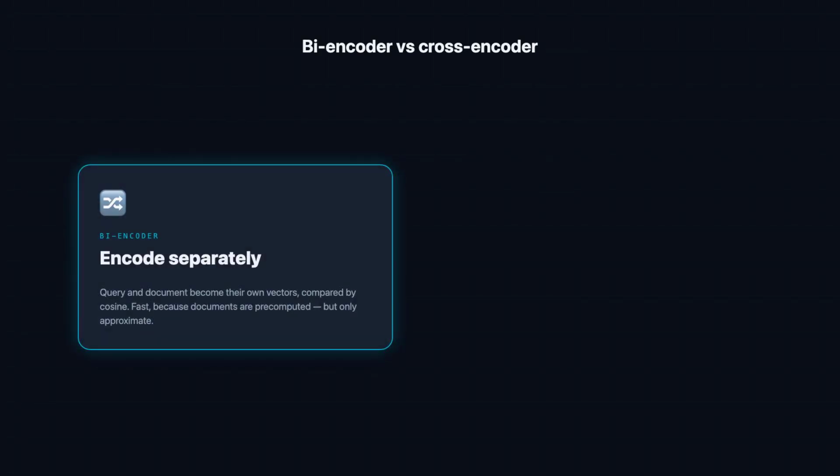Now, the whole idea rests on one contrast, so let's put the two encoders side by side. The embedding approach, the bi-encoder, encodes the query and each document separately into their own vectors and then just measures the cosine similarity between them. Because the documents are all encoded ahead of time, this is blazing fast. The catch is that the two never really meet. Each side is summarized alone, so the match is only ever approximate.